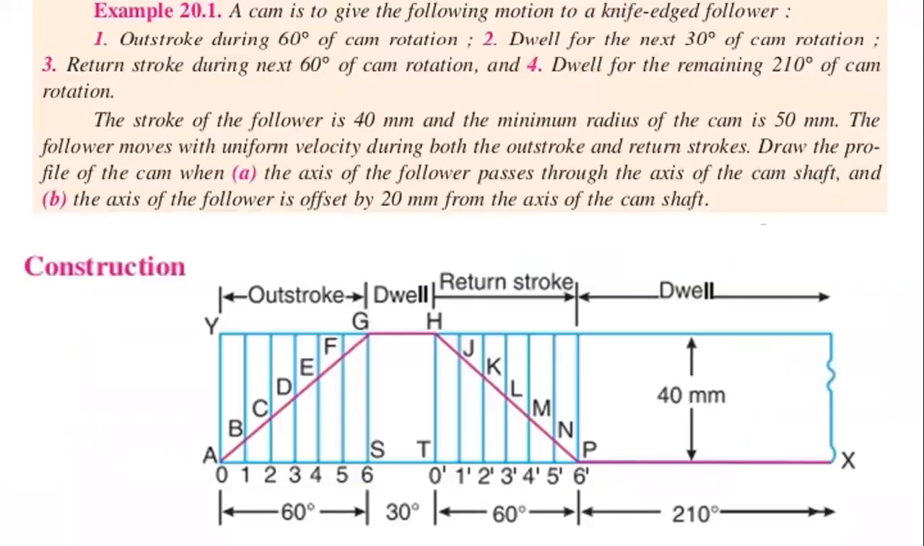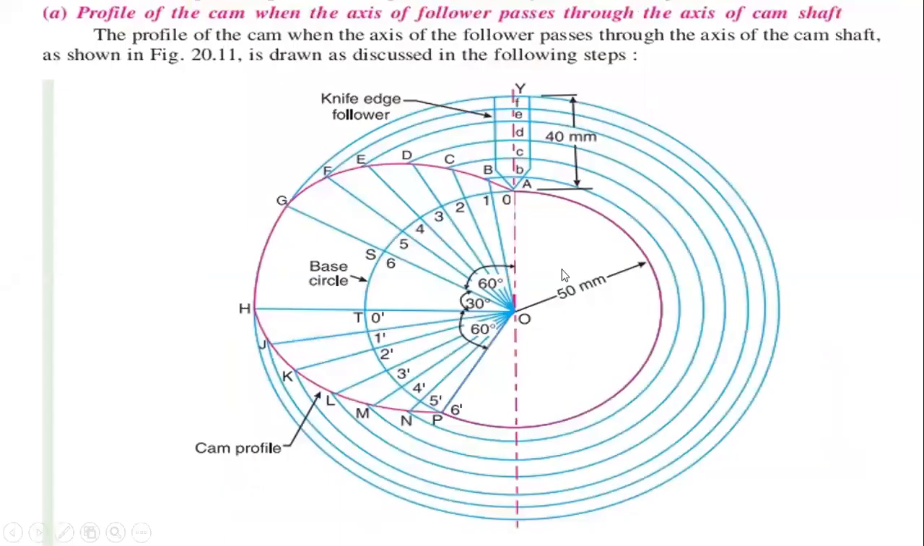Next, take the same procedure for the remaining points also, for the remaining divisions also, that is 2C, 3D, 4E, 5F and 6G. So take the length of 2C, cut it down from 2 on the extended line and mark it as C.